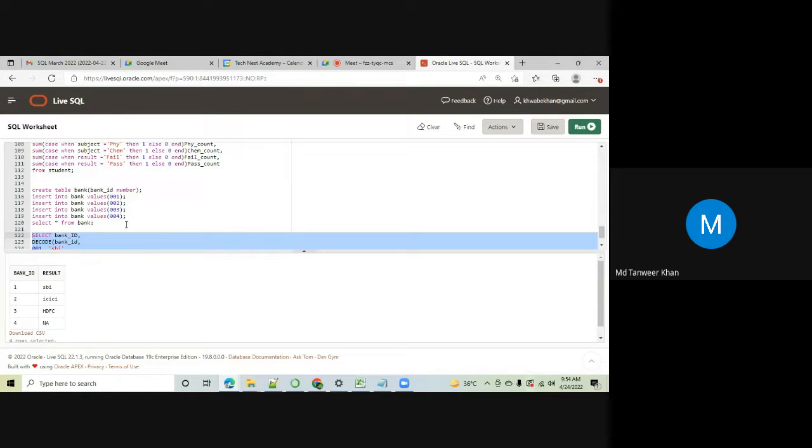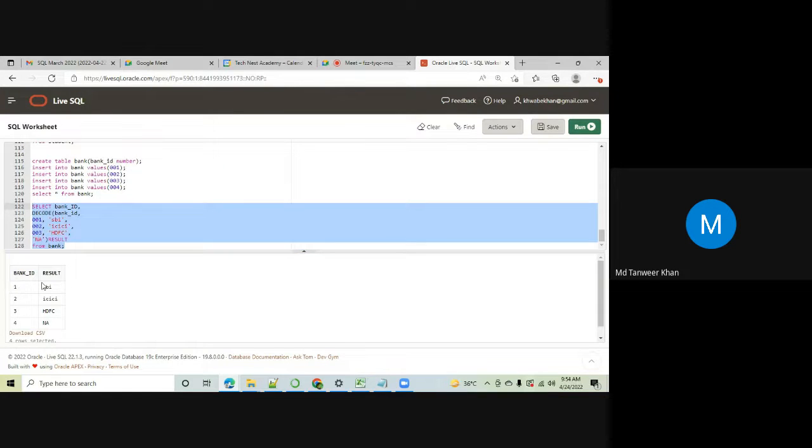It has given some coding to this. If it is 1, SBI. If it is 2, ICICI. If it is 3, HDFC. And why is NA coming in? Because after that I have marked NA. NA means if nothing matches, mark it as NA. Okay, hope this is clear.